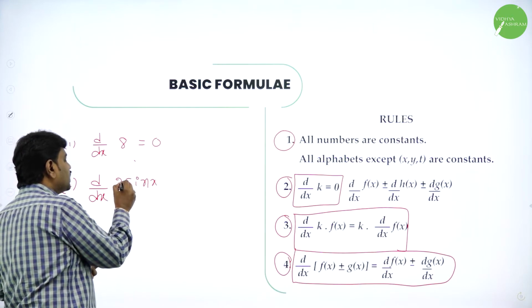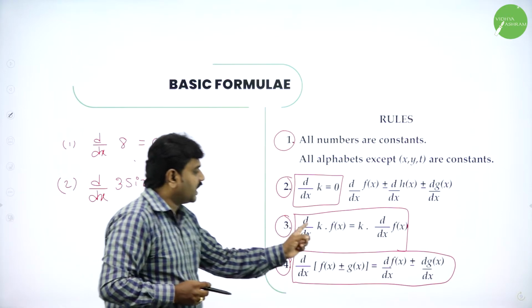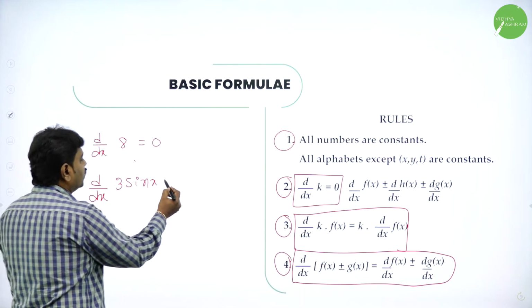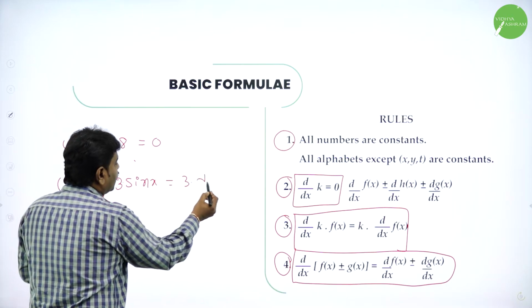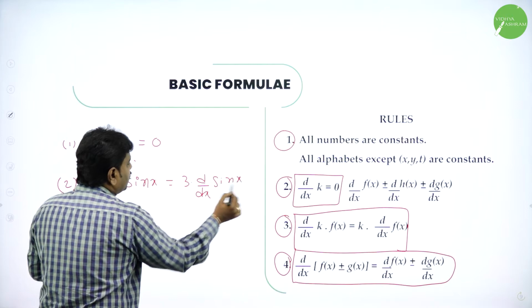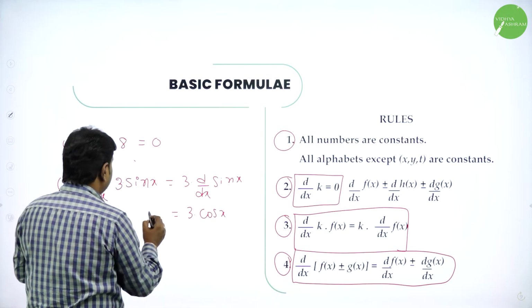But we have 3 sin x, which means what? We read this as 3 into sin x. So it is in the form k into f of x. If you have k into f of x, take the constant out. So take 3 outside and apply d by dx for the function. What is the function? Sin x. So now this will become what? 3 into the derivative of sin x, which is what? Cos x.